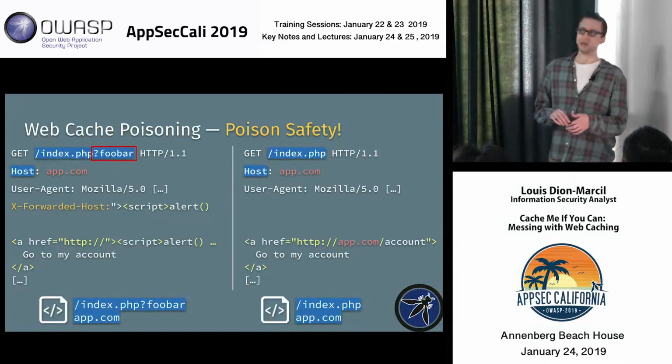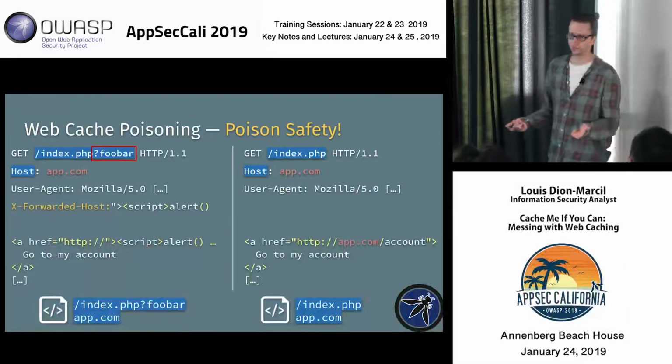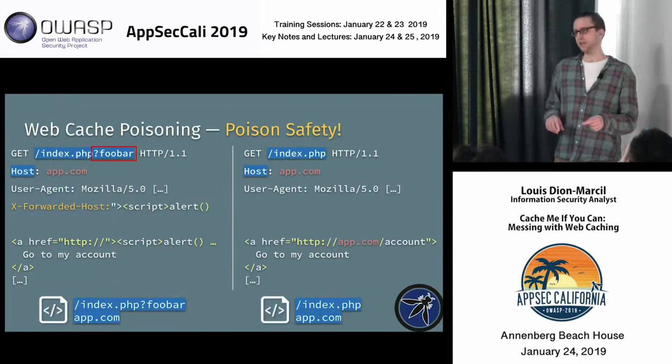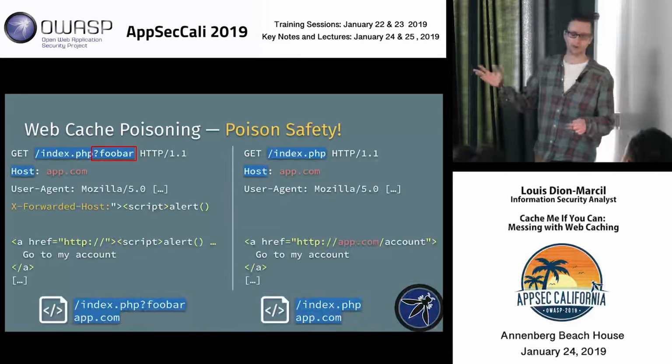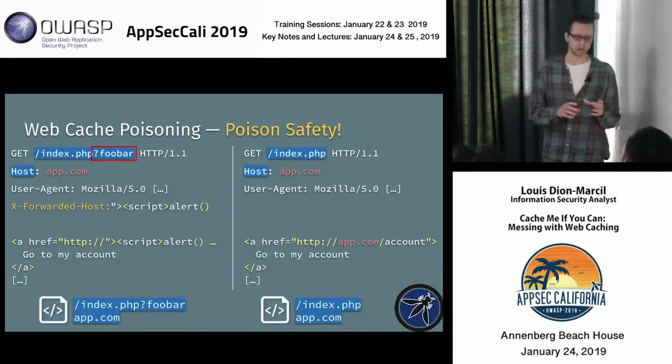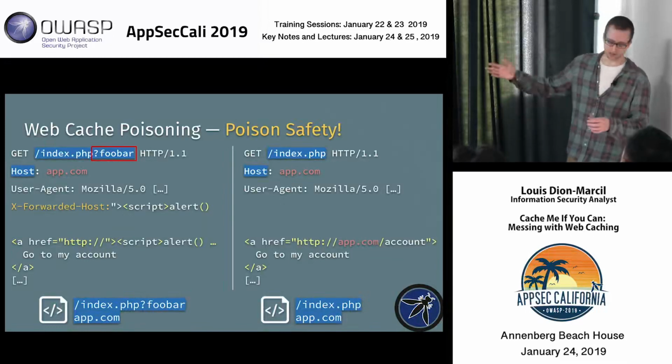So what you can do is use that same knowledge we just saw, which said that the cache entry is also the file name. So if you have index.php with a question mark foobar, for example, that is going to warrant its own individual cache key. So you're going to be able to poison your own URL.